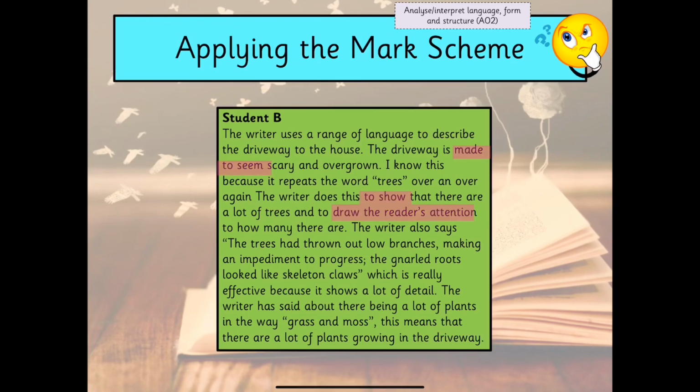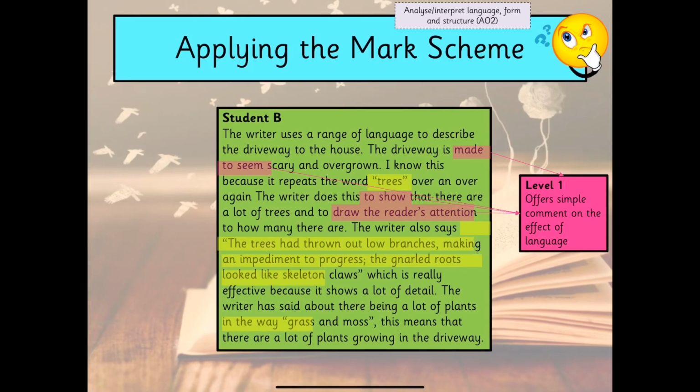Okay, so first of all, let's look at the effects on the reader. Made to seem, show, and draws readers' attention. These are all fairly simplistic comments. There's no real sense that this student has interpreted or rephrased their understanding. They are simply parroting what is said. They're saying, for example, that the writer has used the word trees over and over. This tells me there are lots of trees. That doesn't actually comment at all on effect. It's simply restating what you've already said in a quote.